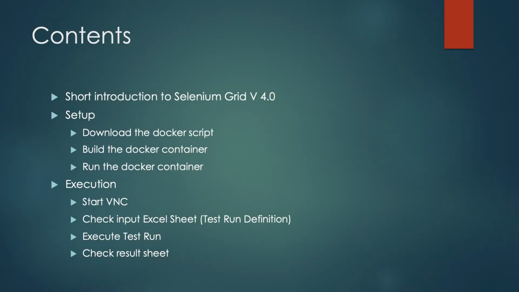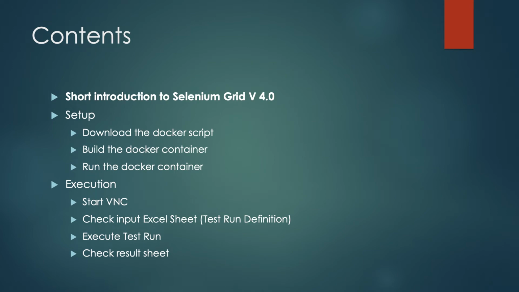So let's quickly go through the contents of today's video. We will see a short introduction to Selenium Grid version 4. I will guide you through the setup of the Docker container on your own computer. And then we will go through the execution. We will see the input of the Excel sheet that is used as a test run definition. Then we will execute the test run using baangt and Selenium Grid. And finally we will check the result sheet, the logs, and so on.